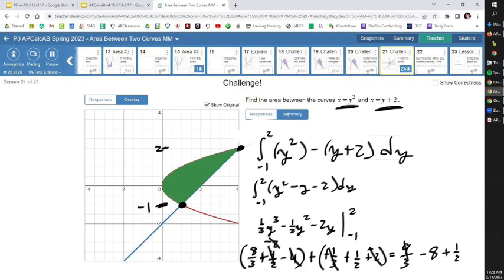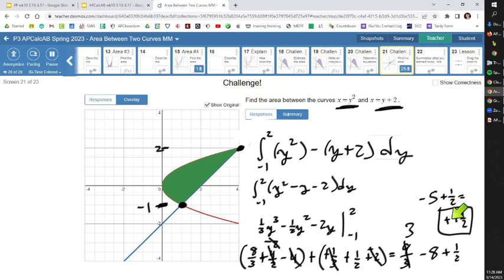All right, so this is going to be a 3. 3 and -8 is -5. So I get -5 plus 1/2, which is what? That is -4 and 1/2. That's your answer. Oh wait, it's positive because it's an area. So we have a positive area.